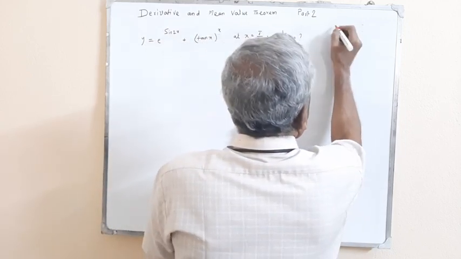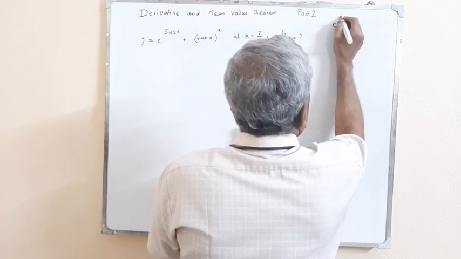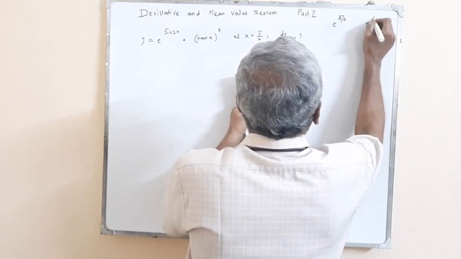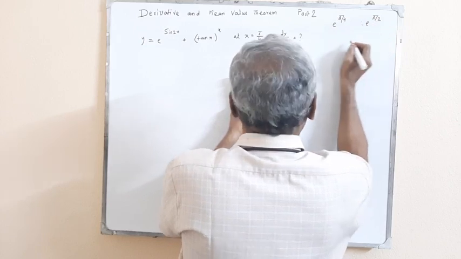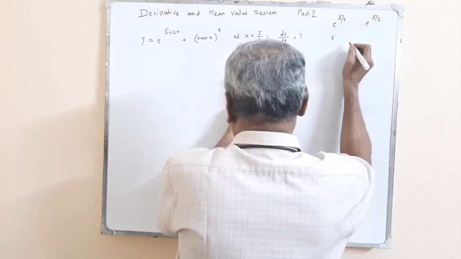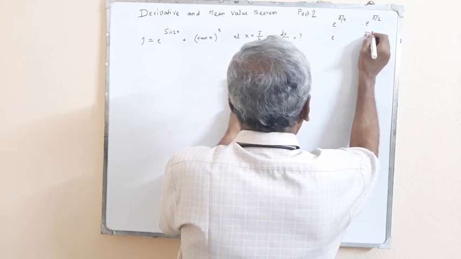Options: e to the power pi by 4, e to the power pi by 2, e, and only pi by 2.